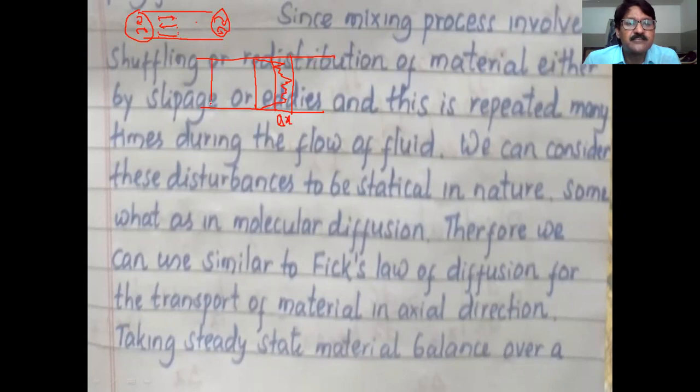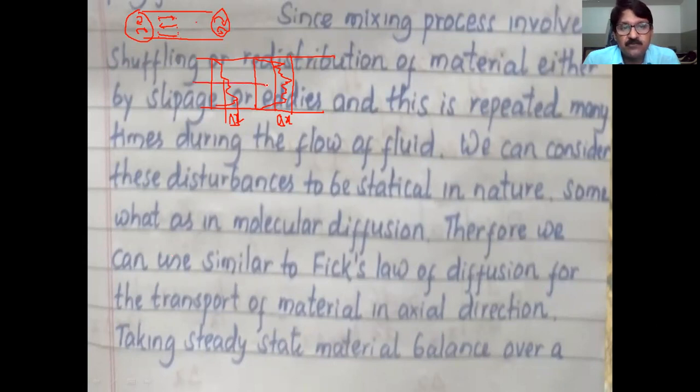We are assuming the same disturbance can be seen here. So this will again be a different type. But we want to predict the extent of mixing in this region. So that will be applied to the entire range later. Okay. We can consider these disturbances to be statistical in nature, somewhat like molecular diffusion. Therefore, we can use something similar to Fick's law of diffusion for the transport of a material in the axial direction.